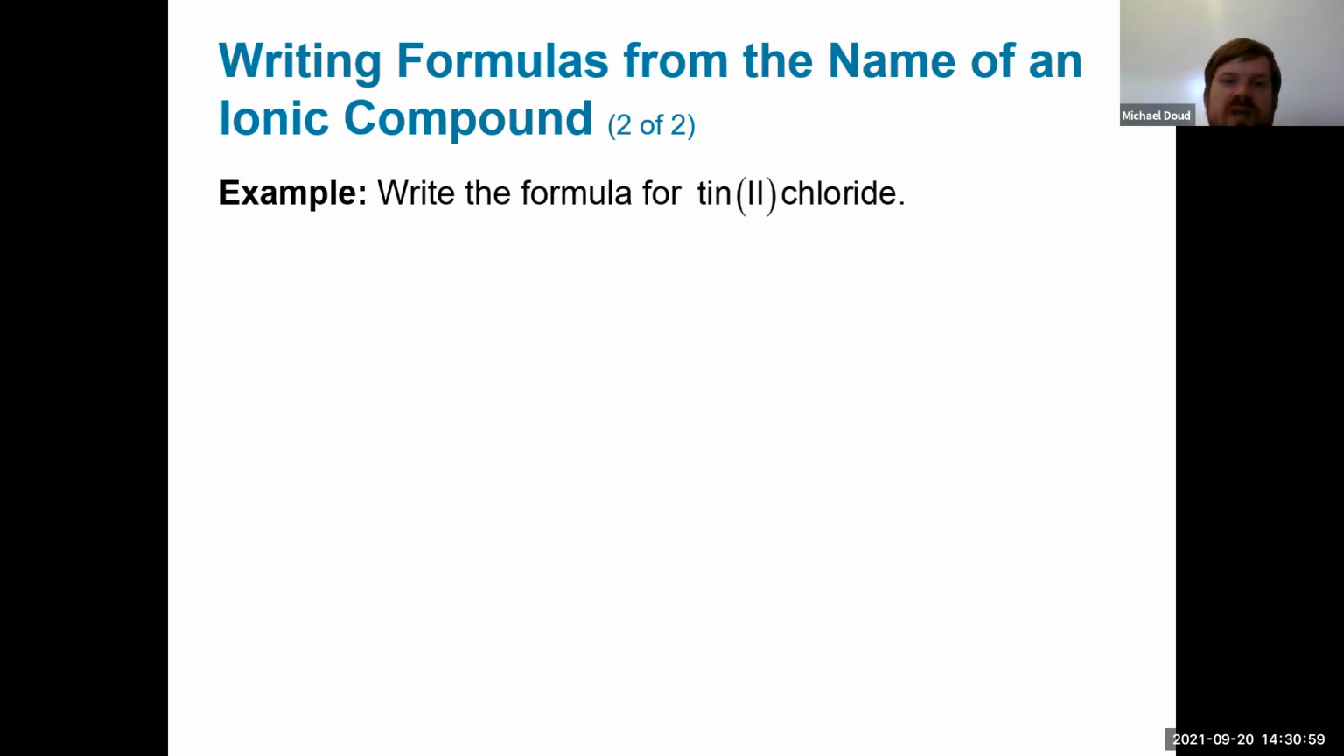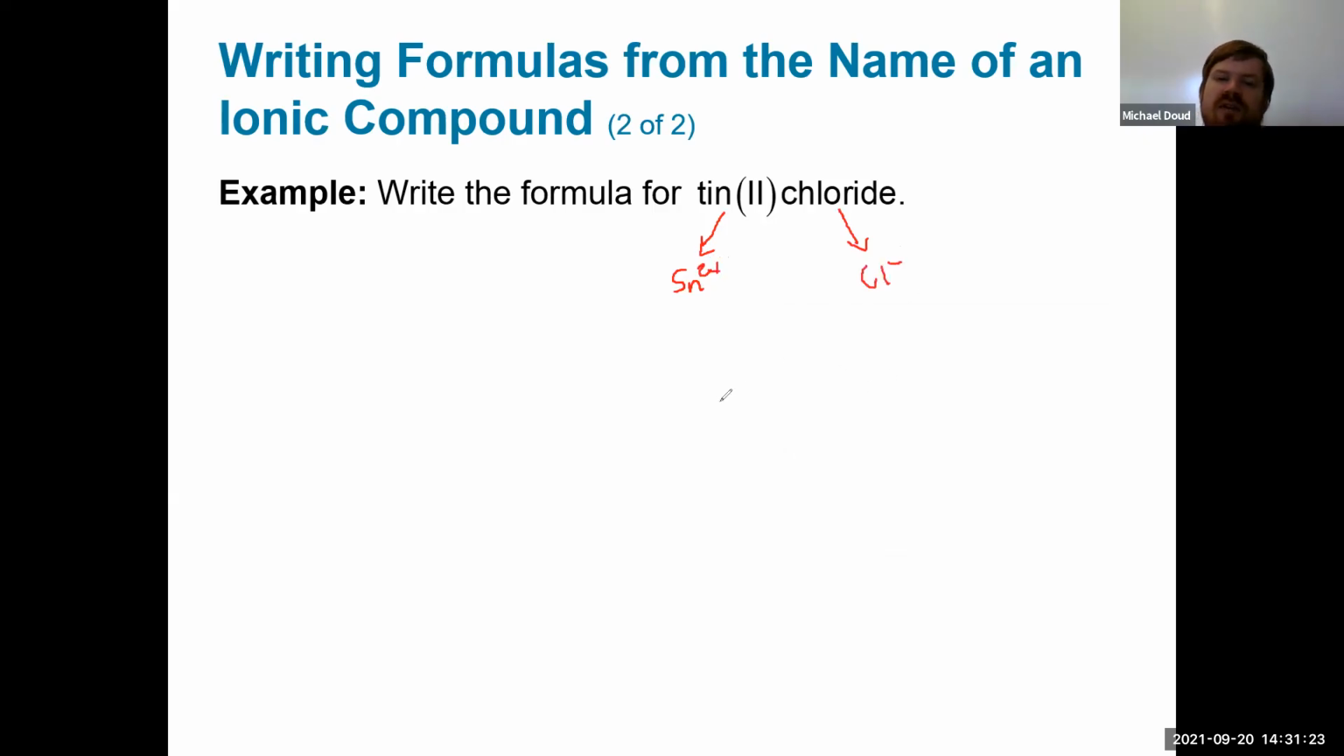So let's go ahead and do an example. Let's write the formula for tin 2 chloride. Well, the first thing that we're going to do is write out the ions that compose this formula. We have tin 2 and chloride. Tin 2 is tin, Sn, with a 2 plus charge. Chloride, well, that's always Cl minus.